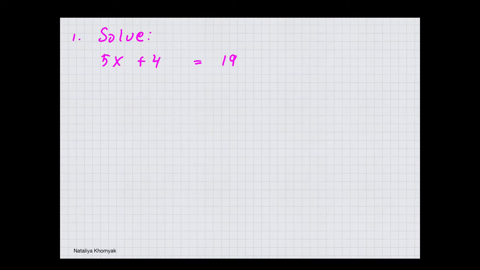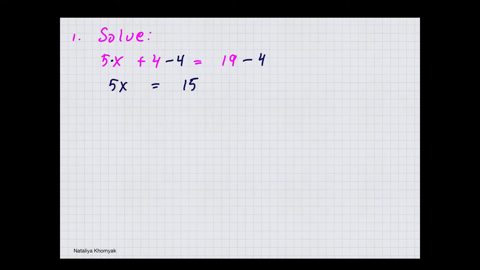So in the first example, we have 5x plus 4 equals 19. We are multiplying x by 5 and we are adding 4. The opposite of the order of operations would be to undo addition first, and the additive inverse would be negative 4. Whatever we do to one side of the equal sign, we do the same thing to the other. So now we have 5x equals 19 minus 4, 15.